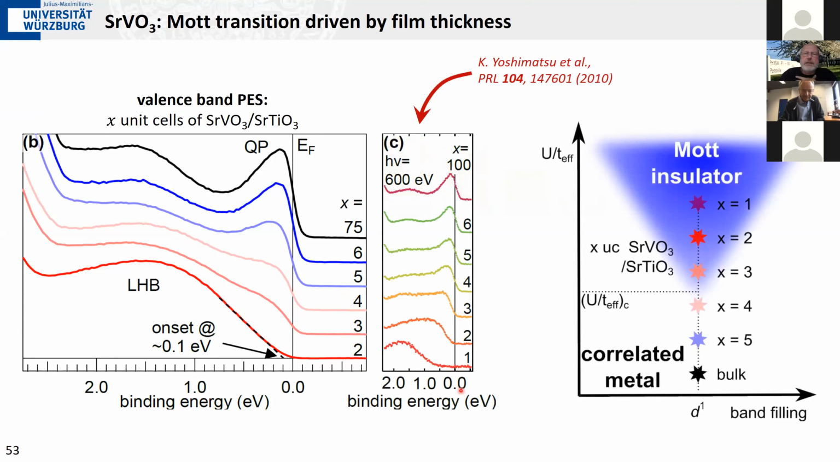We are not the first to see this. There was a paper a few years back by Hiroshi Kumigashira's group at the Photon Factory that have seen the same effect. And the picture is, as we go from the bulk phase, from thick films to thinner films, we kind of freeze out the motion of the electrons along the third dimension, meaning that the kinetic energy becomes smaller and the relative weight of the correlation effects becomes stronger. And then you move in this phase diagram into the Mott insulating regime, until you cross this boundary between 4 and 3 unit cells, and then you get Mott insulating behavior.